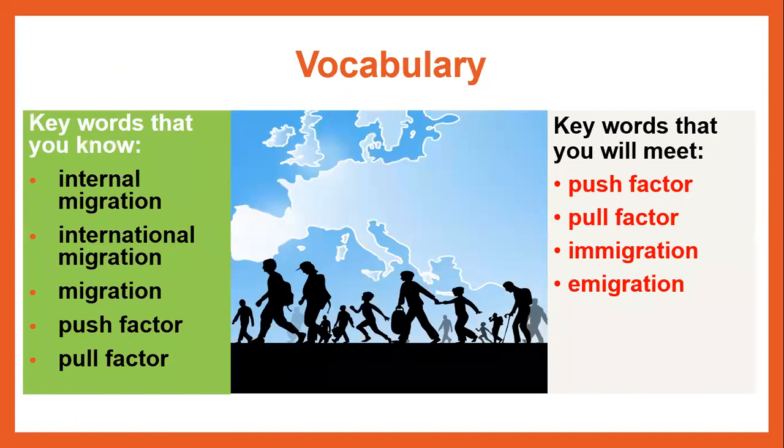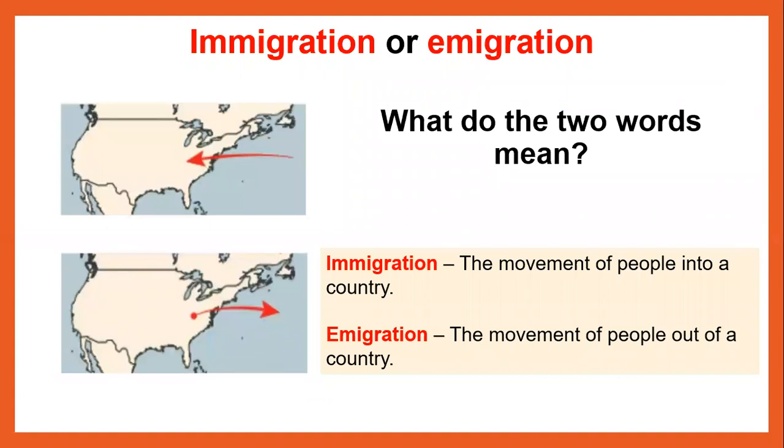Okay. So last lesson, we looked at migration, international migration. And today we're going to be looking at push and pull factors and identifying the difference between immigration, which we mentioned briefly last lesson, and emigration. So what is the difference between immigration and emigration? What do the two words mean?